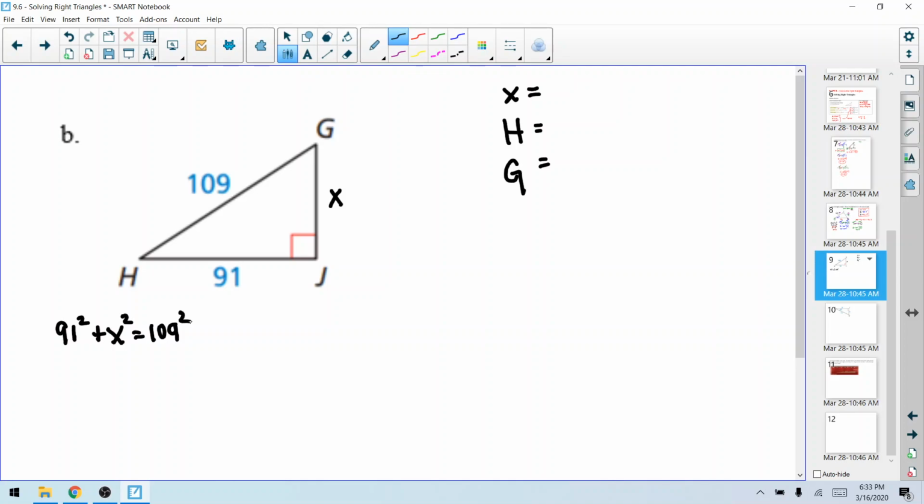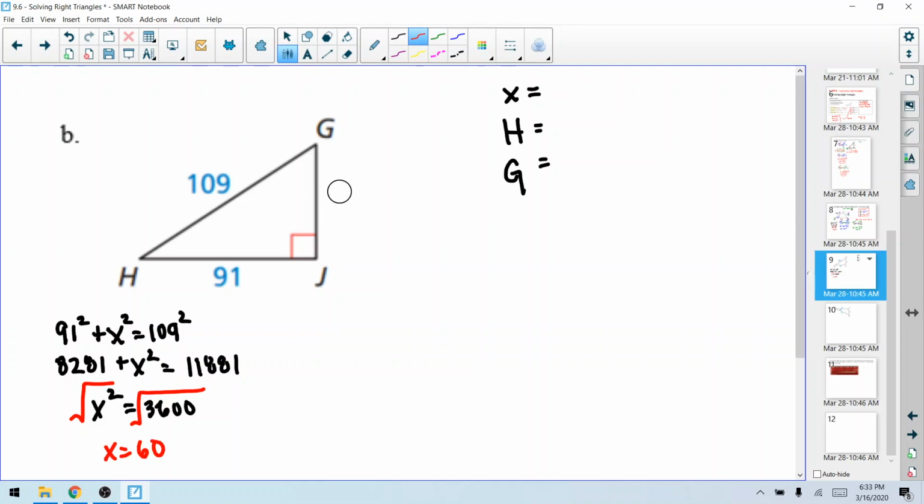So 91 squared is 8,281 plus X squared equals 109 squared, 11,881. X squared equals 11,881 minus 8,281, 3,600. Take the square root, 60. So now I know this side over here is 60.